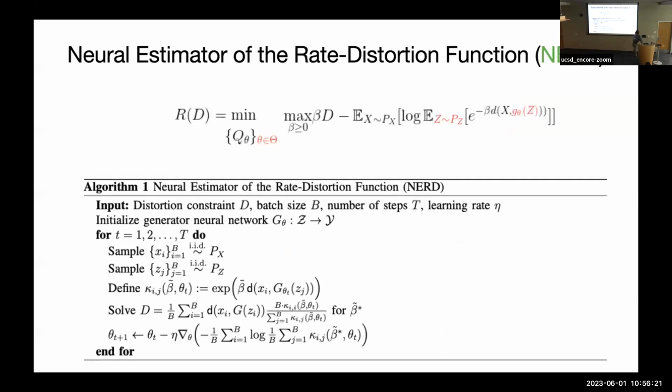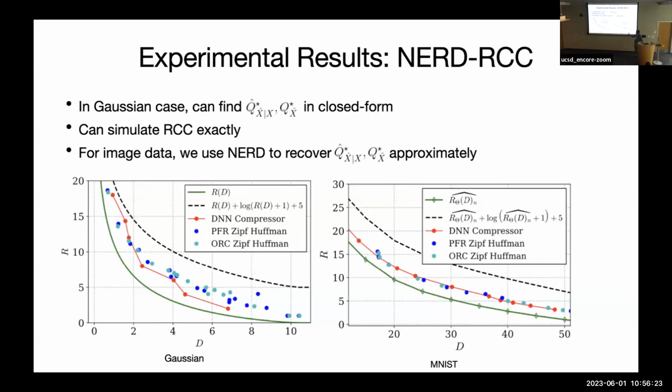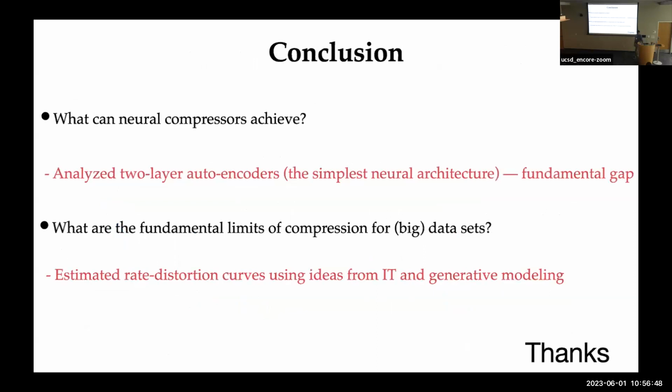That gives us an algorithm. Let me not go through this, but what's important is that for Gaussian, everything is exact, and this is an easy check. Again, we see there is a concrete gap between what neural net compressors can achieve and the rate distortion function. We believe this gap is again because of the difference between scalar quantization and vector quantization. That's what we are working on right now to close this gap, but it's very non-trivial, as it turns out. Right, so let me stop here. Thank you.